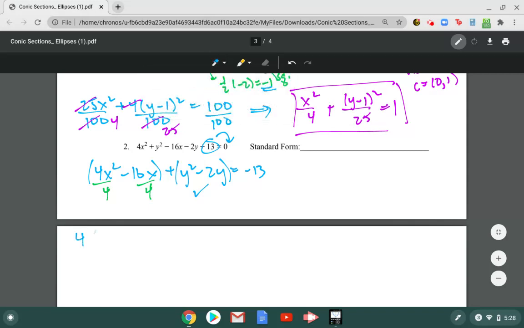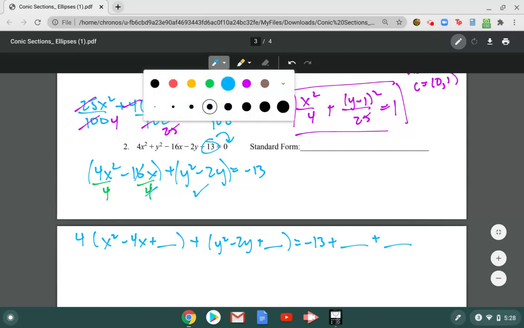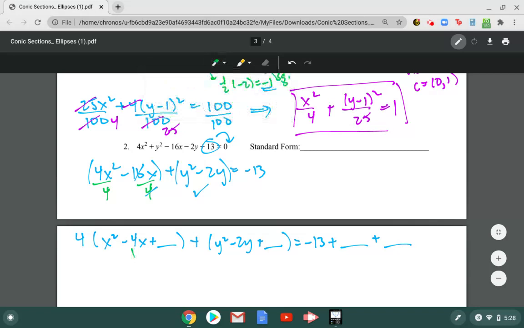So as I factor that 4 out, I get x squared minus, cancel these, 4x. That's ready to complete the square, plus y squared minus 2y, also ready to complete the square, equals -13 plus blank plus blank. Two things I'm going to be adding this time. Now let's complete the square. Half of the middle coefficient, half of -4 is -2. We square that to get 4. In the second one, I'm going to take half of -2, which is -1. We square that to get 1.